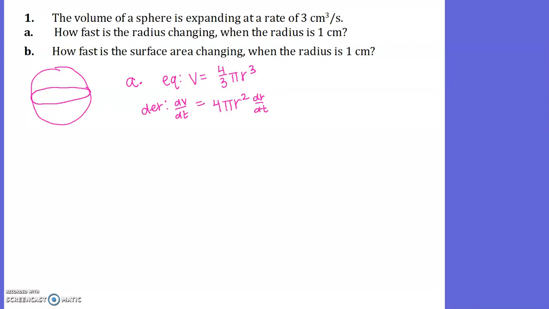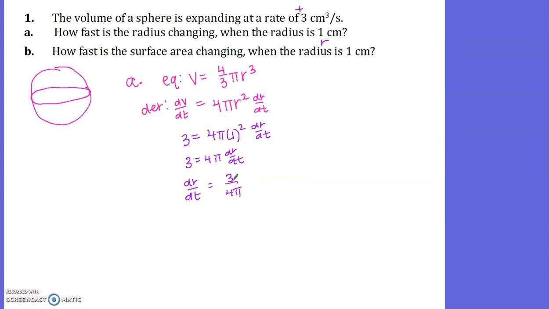Okay. So what I'm going to plug in, the sphere is expanding, so that means this is positive. So I'll plug in a positive 3 for dV/dt. Then 4 pi, my radius is 1, so that'll be 1 squared dr/dt. So 1 squared is 1, times 4 is going to be 4 pi dr/dt. And then to solve for dr/dt, I'm just going to do 3 divided by 4 pi.